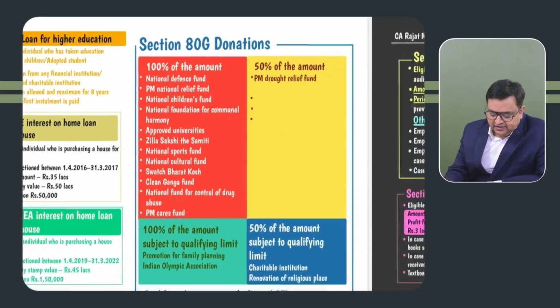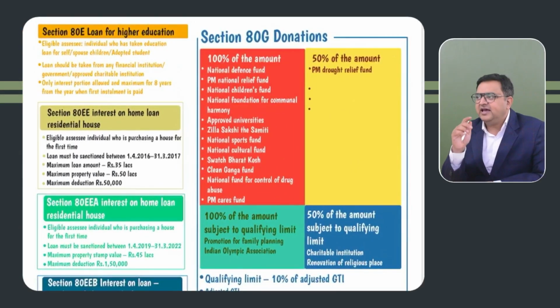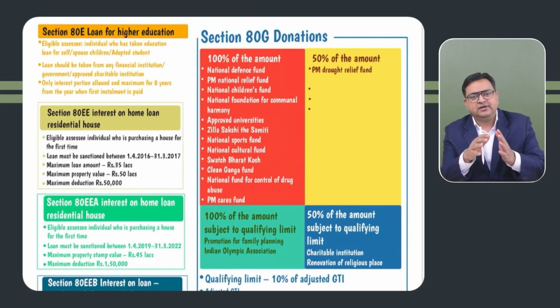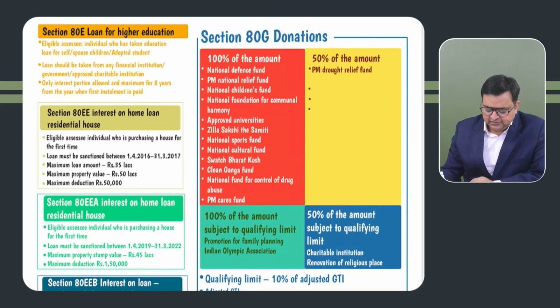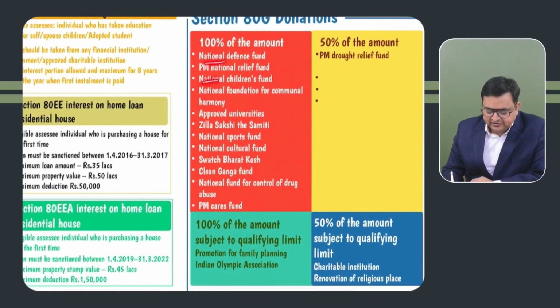80G donations. So 80G, whenever the assessee has donated an amount, he can get this deduction if he has donated the amount in these places. What are these places? First, if he has donated over here, where mainly you will see the word national written, you will get 100% deduction, whatever is the amount donated.